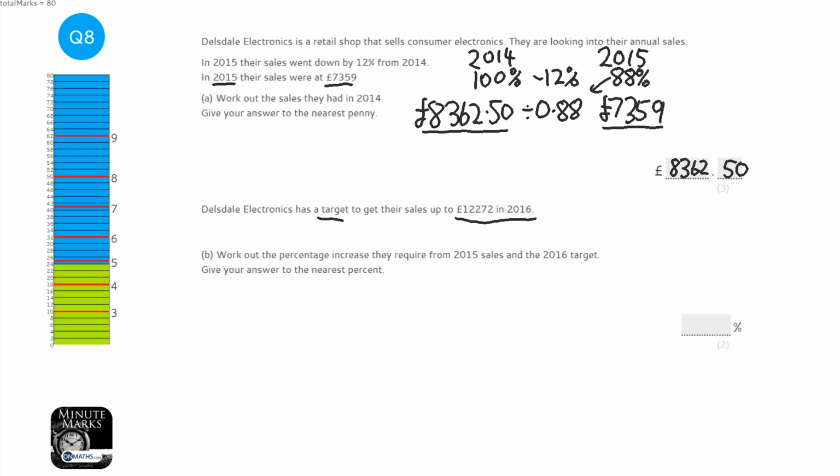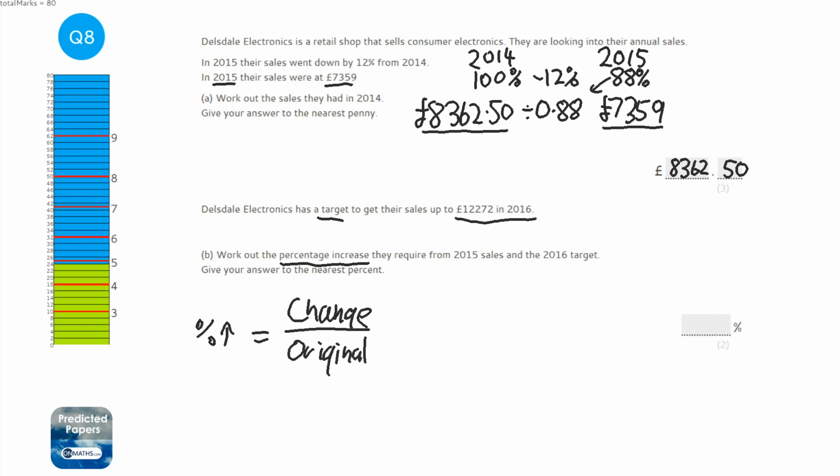Okay, and the next question says that the sales went up in 2016, or they have a target to get their sales up in 2016. What's the percentage increase? Now, percentage increase or percentage decrease, it's the same formula, is change over original times 100.